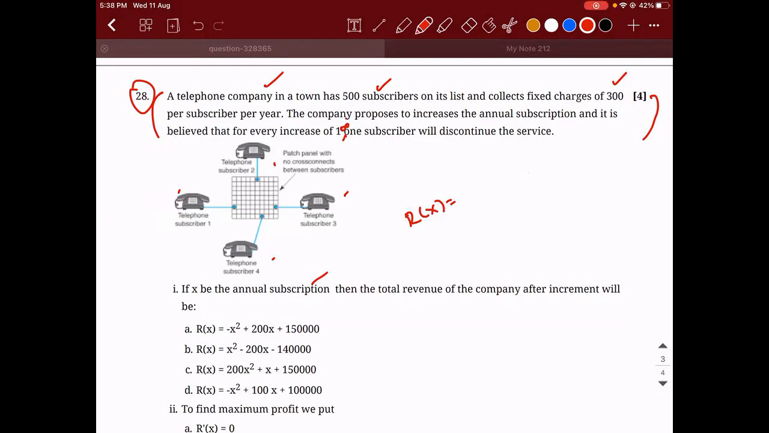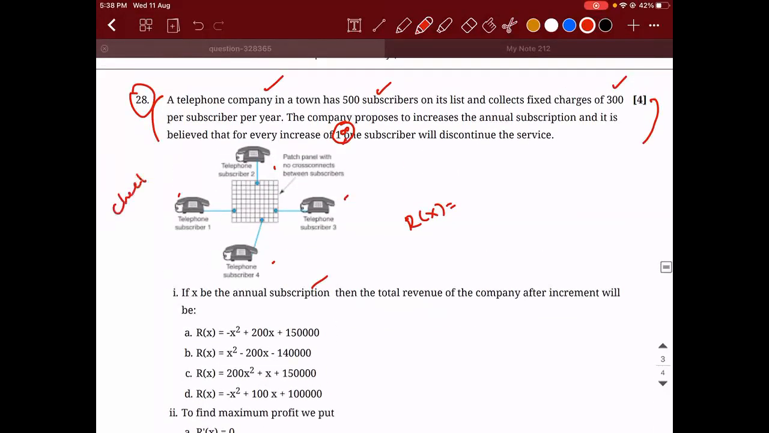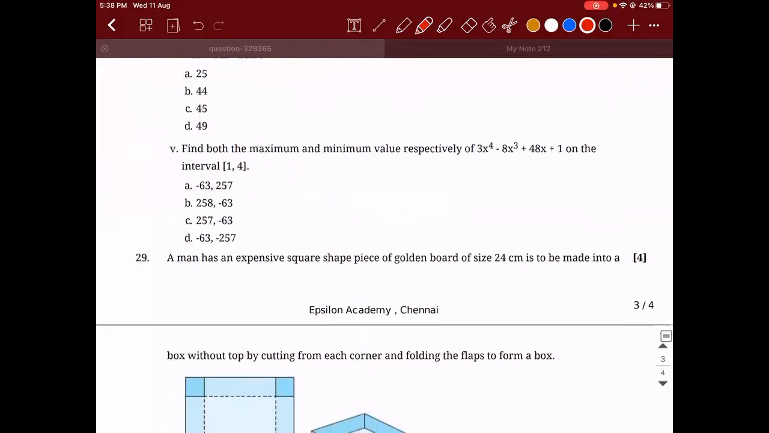And for every increase of 1, I didn't understand. One subscriber will discontinue the service. So we need to find how many people are discontinuing. Only then we can know what is the revenue of the company, no? This problem, I feel it is incomplete. I will check and get back. Okay. I'll check and get back.